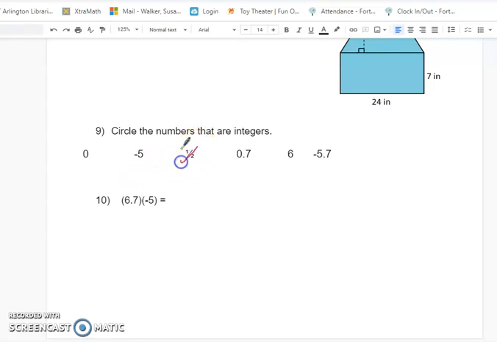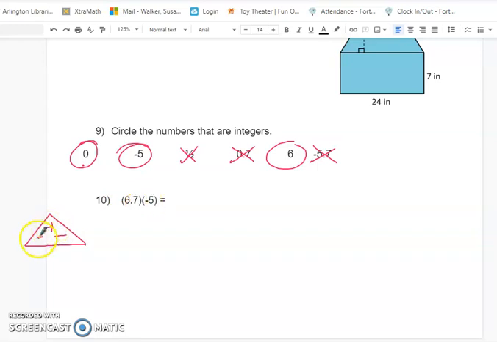So that one, not an integer. Not an integer. Not an integer. Even though it's a negative, it has a decimal. No fractions, no decimals. Everything else here is an integer, because integers can be negative, integers can be positive, integers can be 0. Okay, but no decimals. Okay, last one you're going to do yourself. Positive times negative is a negative, and then you multiply the two numbers.